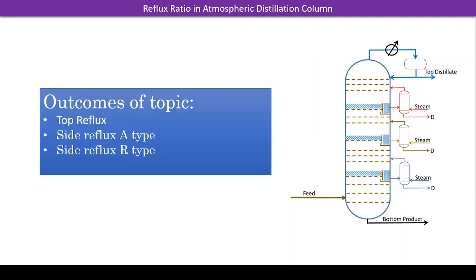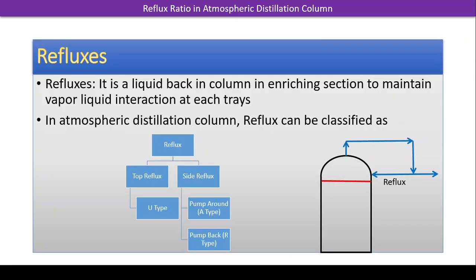So in this video, we are talking about the reflux ratio in the atmospheric distillation column. Reflux, we all know about the reflux. It is liquid put back into the column in the enriching section to maintain the vapor-liquid interaction at each tray. For example, at the top, this is vapor.